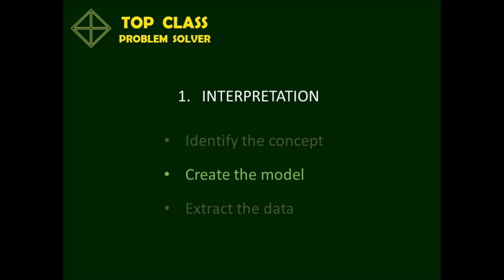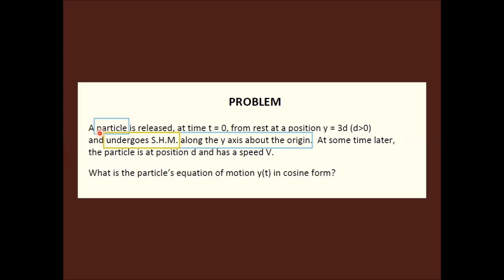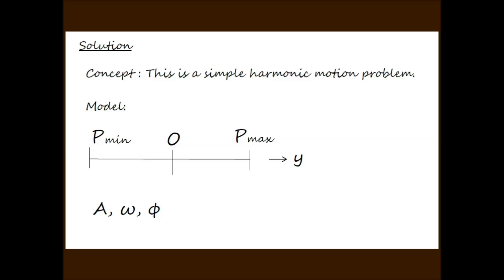The next step of the interpretation is to create the model and represent the model in a diagram. The physical system of this problem is a particle whose motion is described as being along the y-axis centered on the origin. So in our solution, we draw the motion of the particle as being expressed along the y-axis between 2 points, P max and P min. The fundamental parameters of this simple harmonic motion will be A, omega, and phi.